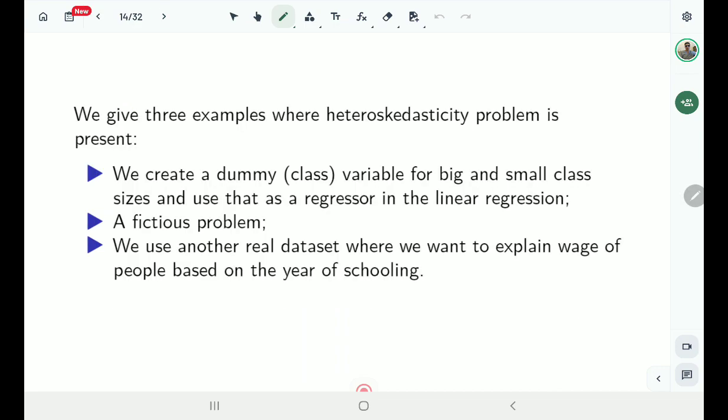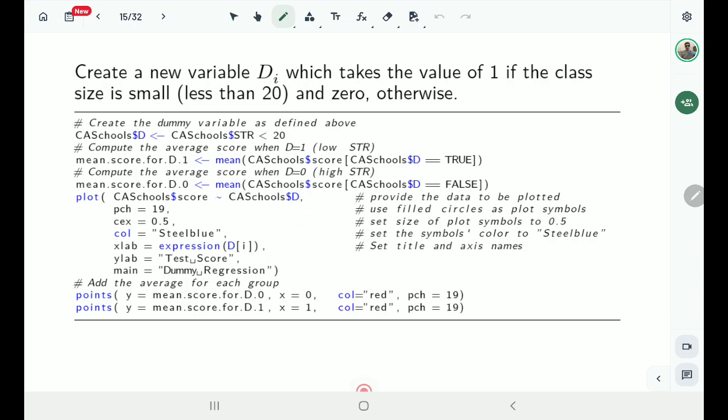Remember that. Now let's give some examples of the heteroscedasticity problem, when the error variance is changing, although the average of errors, the strict exogeneity assumption, holds, but you have the heteroscedasticity problem, meaning that the magnitude of errors is changing, although the conditional average is equal to 0. We're going to give three examples. One example is the case when we use a dummy class variable for big and small class sizes. Then we create a fictitious heteroscedastic data problem. Okay, and the last example is going to use another real data set where we want to explain wages using the years of education, years of schooling. Now let's move to the first example.